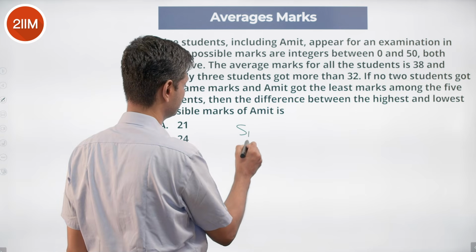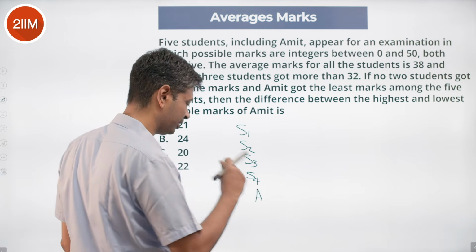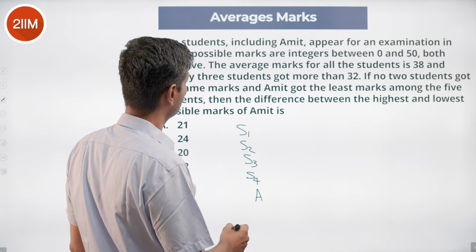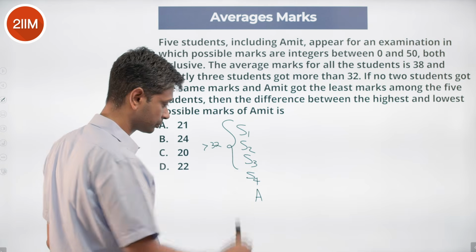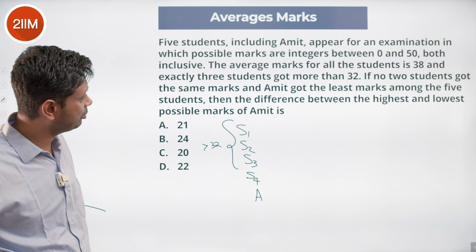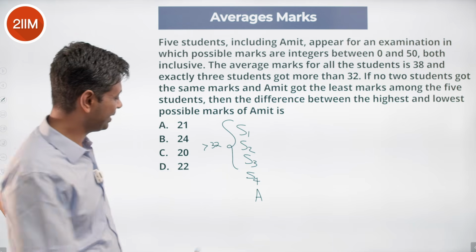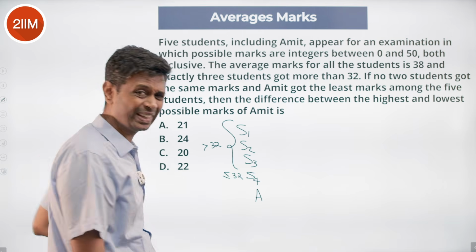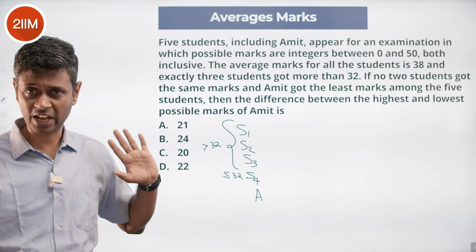So S1, S2, S3, S4, A. Amit is the least. Exactly 3 students got more than 32. These 3 have got more than 32. And Amit got the least mark. S4 should be less than or equal to 32. These are more than 32. Exactly 3 got more than 32. This could be 32. That's the situation we have now.